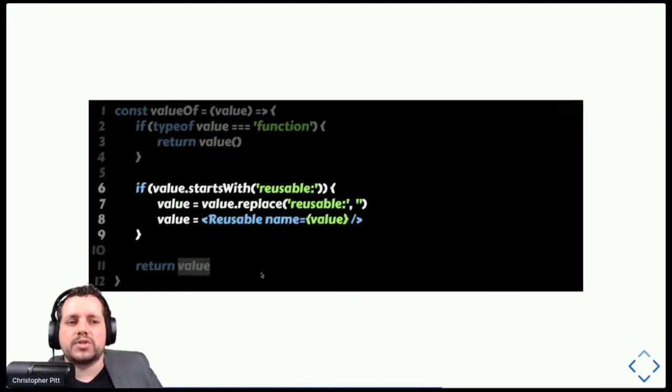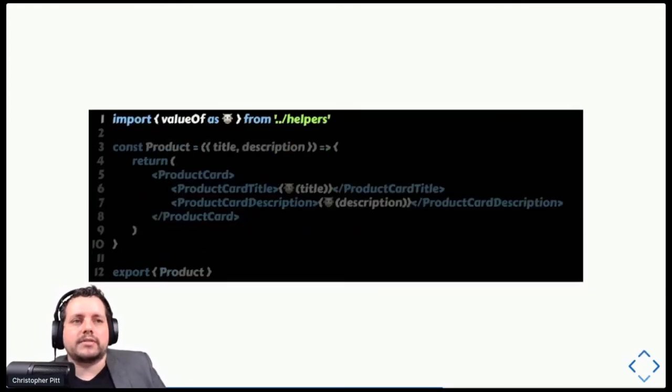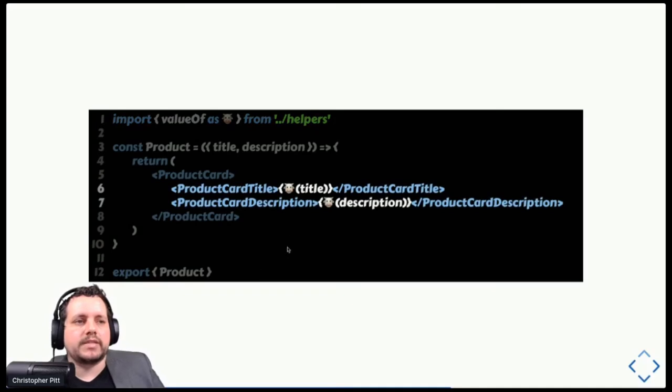Otherwise, we just return the value as literal. And that means instead of using useState and useEffect and useContext, our product component becomes far more simplified. It's still using those things behind the scenes, but we don't have to do that in every component. We can import the value of helper, and then we can say for every prop that might be based on reusable content, we wrap it in that helper.